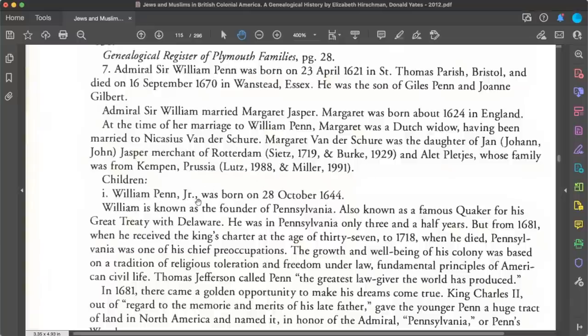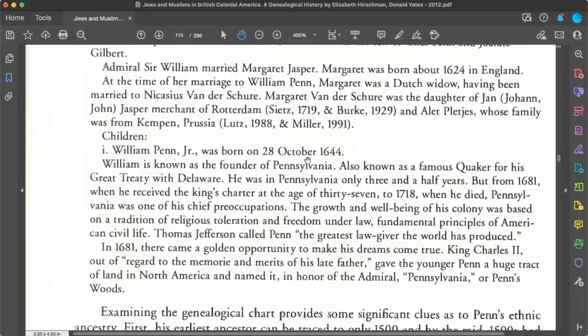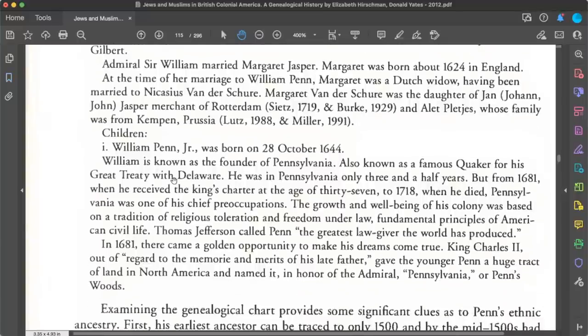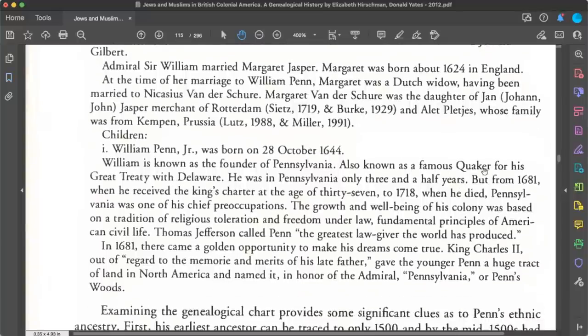Their children, says William Penn Jr., was born 28th of October, 1644. William is known as the founder of Pennsylvania, right? So this is the William, you know, the famous William Penn, all right? Also known as a famous Quaker for his great treaty with the Delaware. He was in Pennsylvania, he means with the Indians, the Delaware, not the state of Delaware. He was in Pennsylvania only 3.5 years.